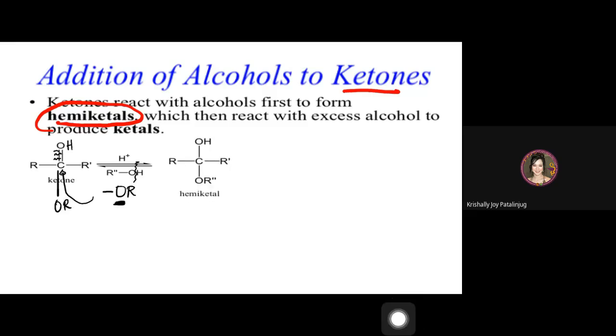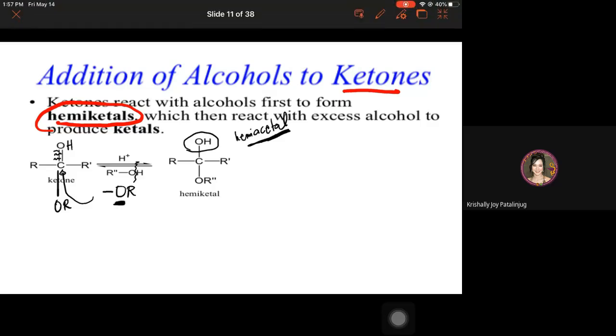Hemi. Meaning to say sa hemi, naa gyoy OH. Unsa yung difference ganina sa hemiacetal? Tell me. Unsay naa sa hemiacetal nga wala sa hemiketal? What bonding group? Very good. Hydrogen. Okay, so I hope nakita ninyo ang difference. So ipa-identify mo, is it a hemiacetal or a hemiketal?